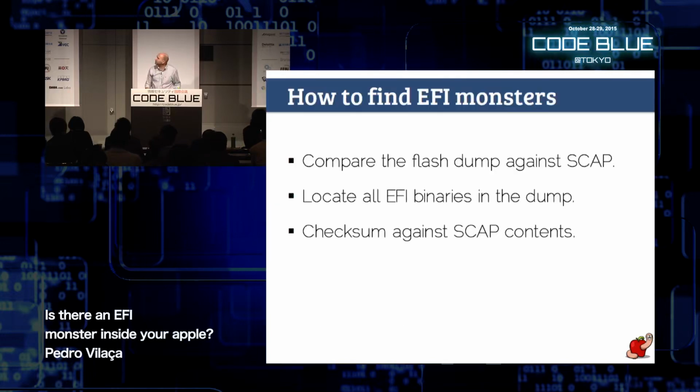Techniques to find the rootkits. You extract, you dump the EFI content, and then you compare against the SCAP. Easiest way, you start locating all the binaries and start comparing one by one. You have one-to-many match, so it doesn't take that much time. Computers are very fast. You checksum against it. If something is different, it's very suspicious. You have to analyze manually. It's the point where you start reversing the binaries.